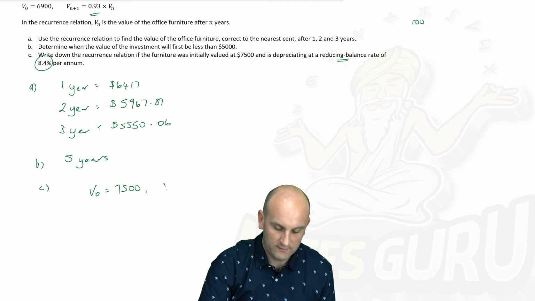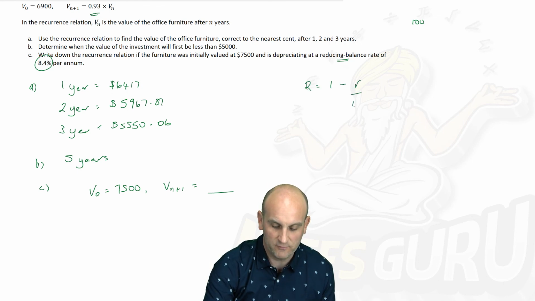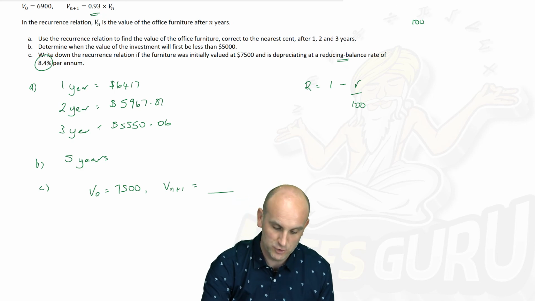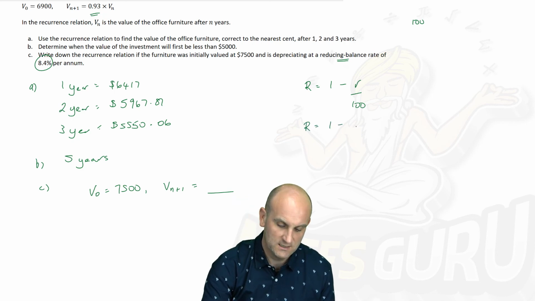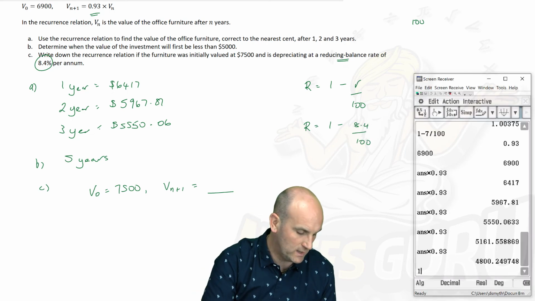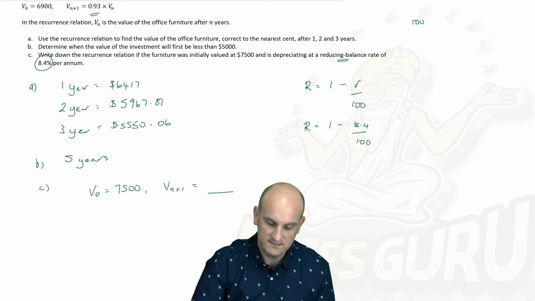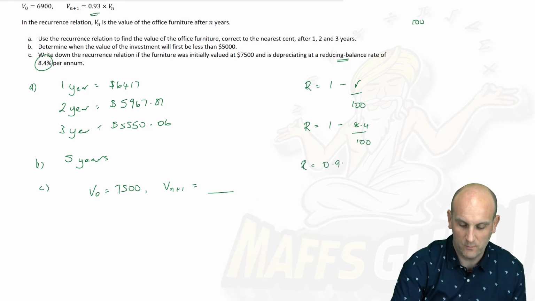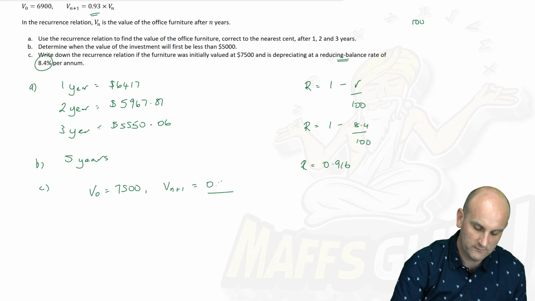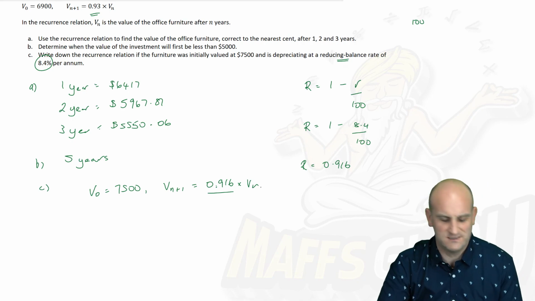So we now know that that is V of n plus 1 is equal to, we need to find this value of R. We know that R is equal to 1 minus R over 100. Why is it minus? Because it's reducing. So R is 1 minus the rate of 8.4 divided by 100. Bring up my calculator. 1 minus 8.4 divided by 100 gives me the fabulous value of 0.916. So R is equal to 0.916, which means that this becomes 0.916 times V of n. And we are done, ladies and gentlemen.